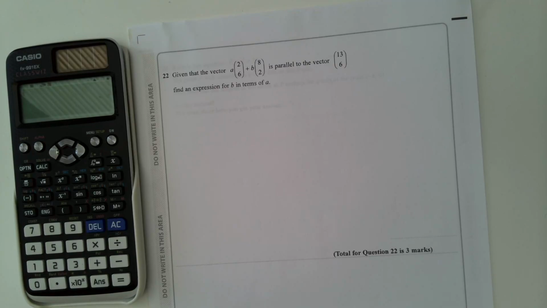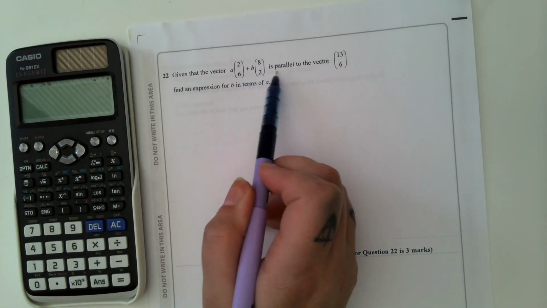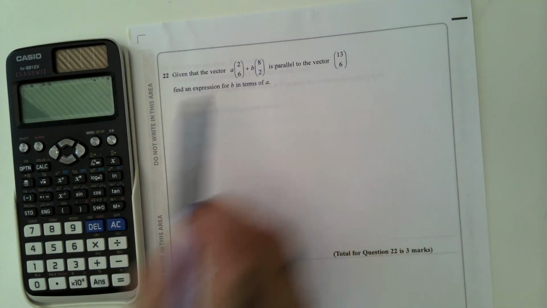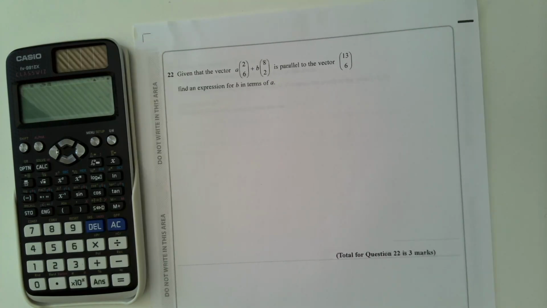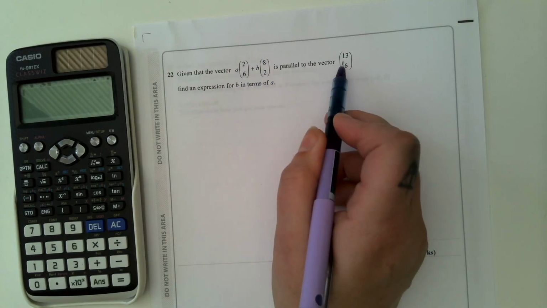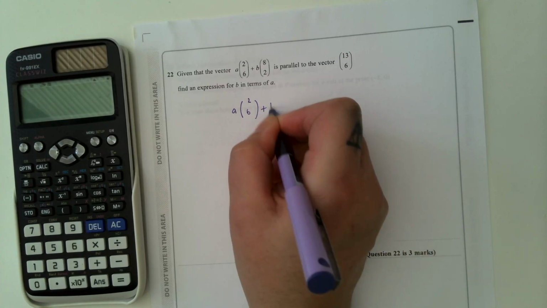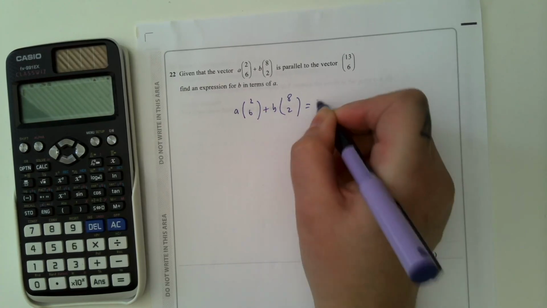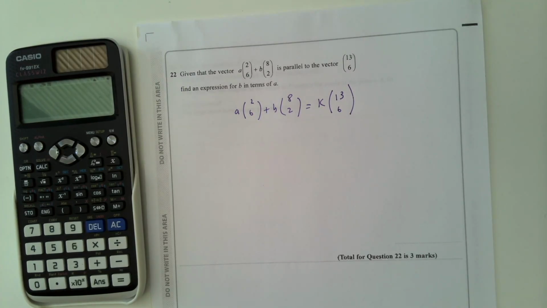Question 22. Given that the vector A plus the vector B is parallel to this vector, find an expression for B in terms of A. Okay, so if the sum of these two vectors is parallel to this vector, then they must be equal to a multiple of that vector. For them to be parallel, they've got to be a multiple of each other.